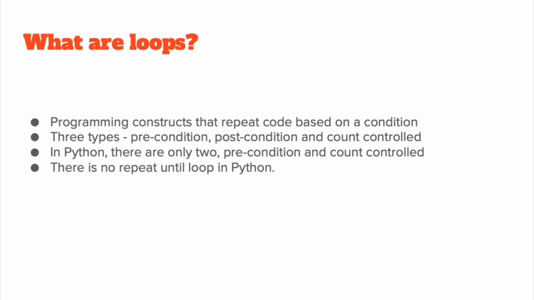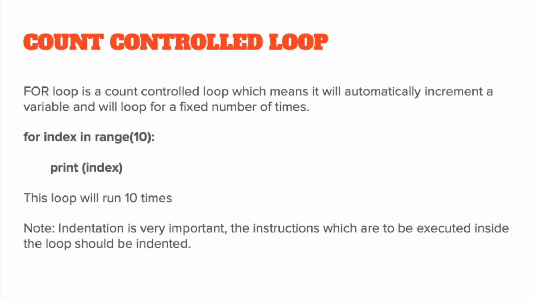In Python, there are only 2 types of loops: precondition and count controlled, because there is no repeat until loop in Python. So the only 2 loops we need to focus on in Python are the while and the for loops. Now let's start with the count control loop, or the for loop.